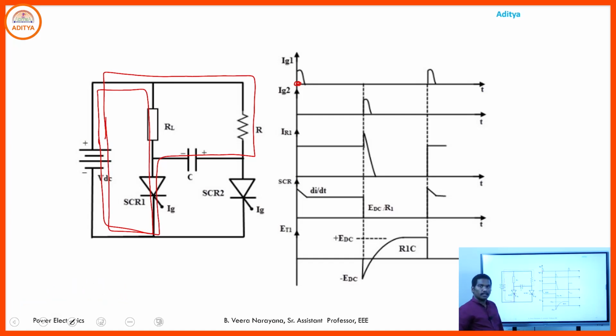Initially both the thyristors are in the off state, hence there is no current flow through the circuit and the voltage across the capacitor is 0. Now we provide the gate pulse to the first thyristor, then the charging current flows through the capacitor like this, and the source is connected to the load through thyristor 1.